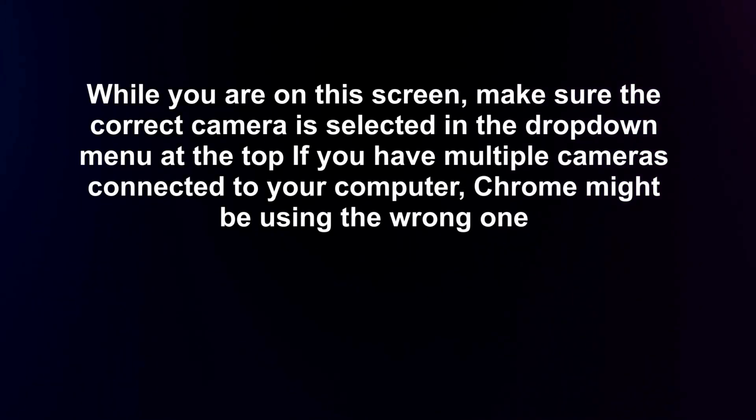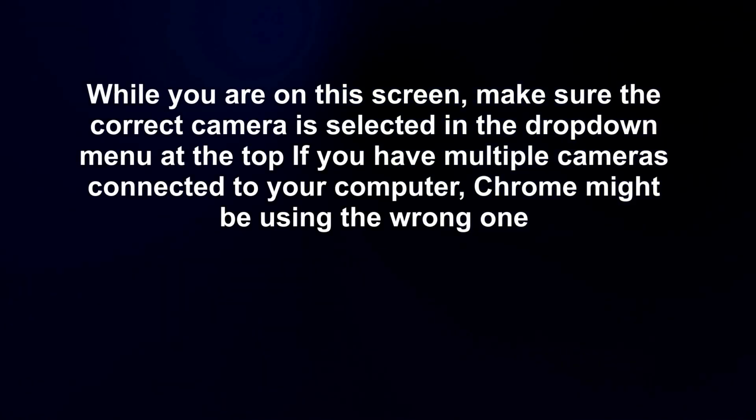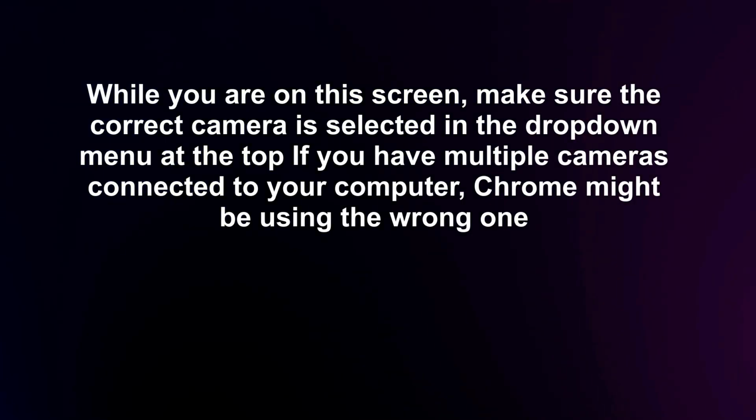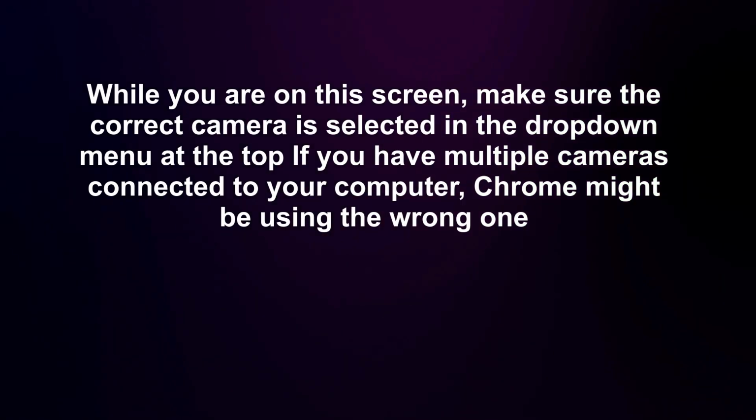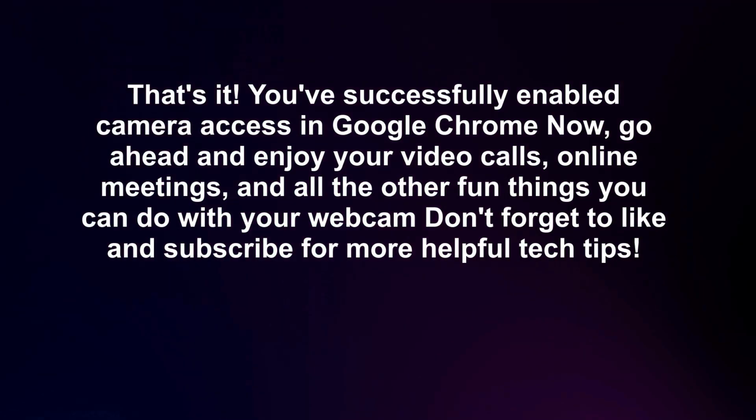While you are on this screen, make sure the correct camera is selected in the drop-down menu at the top. If you have multiple cameras connected to your computer, Chrome might be using the wrong one. That's it, you've successfully enabled camera access in Google Chrome.